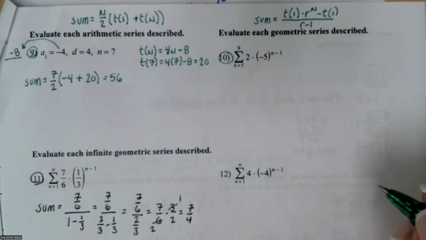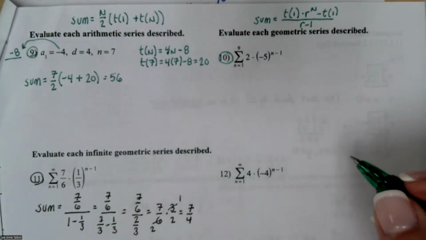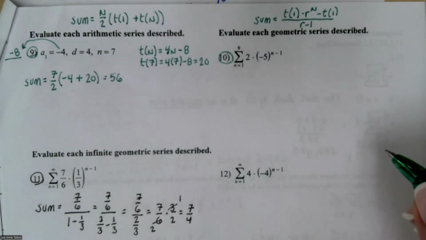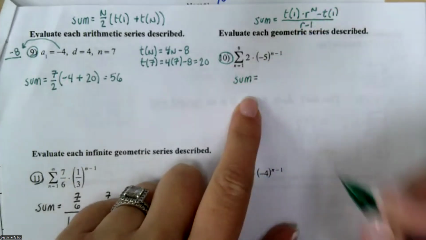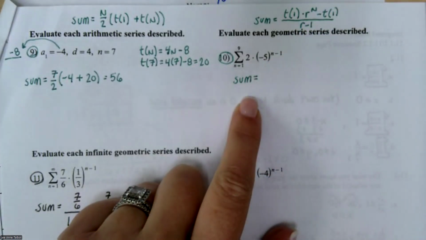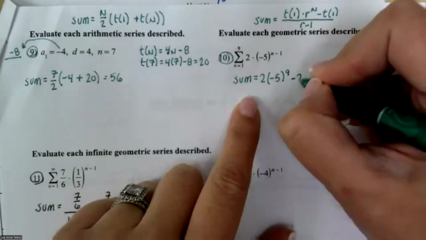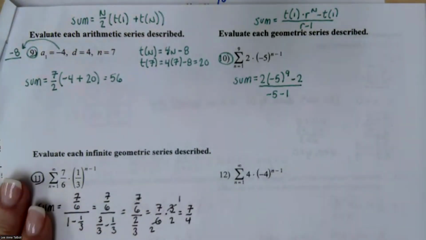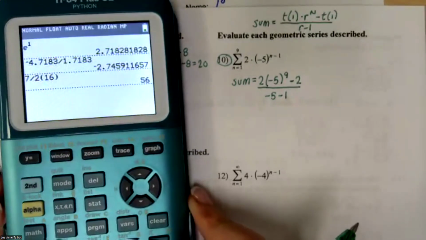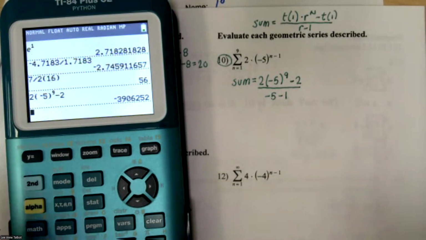I would love to report to you the amount of people on a test or quiz that mix up the R minus 1 and the 1 minus R, even though the formulas were printed on the quiz and we had a note card for the test. I don't even know what happened. Anyway, okay. Sum equals, what's the first term in this problem? 2. Yeah.